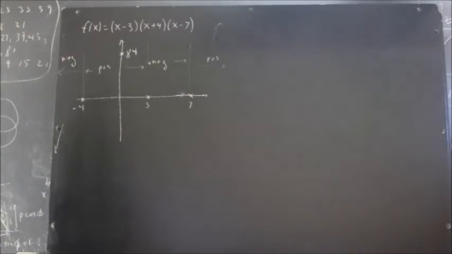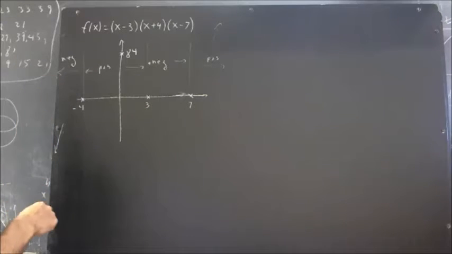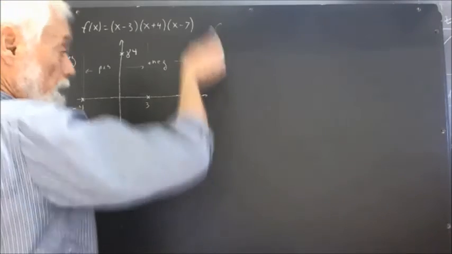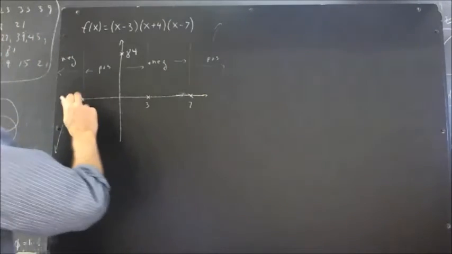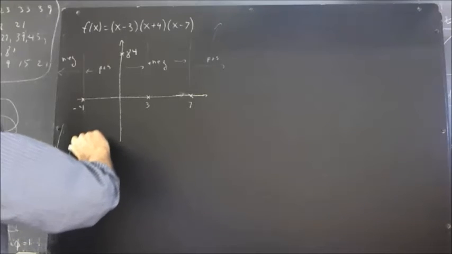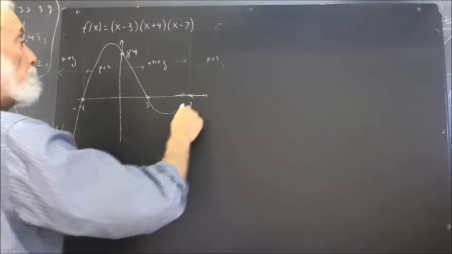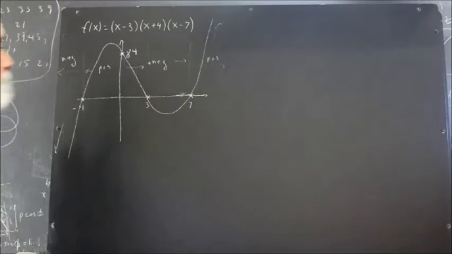Now we have to draw a graph that has these characteristics. Negative here and starting out from down pretty low, positive here going up really high, and passing through these points in turn. And that's easy to do. We just sketch a graph something like this. Okay, that would do it.